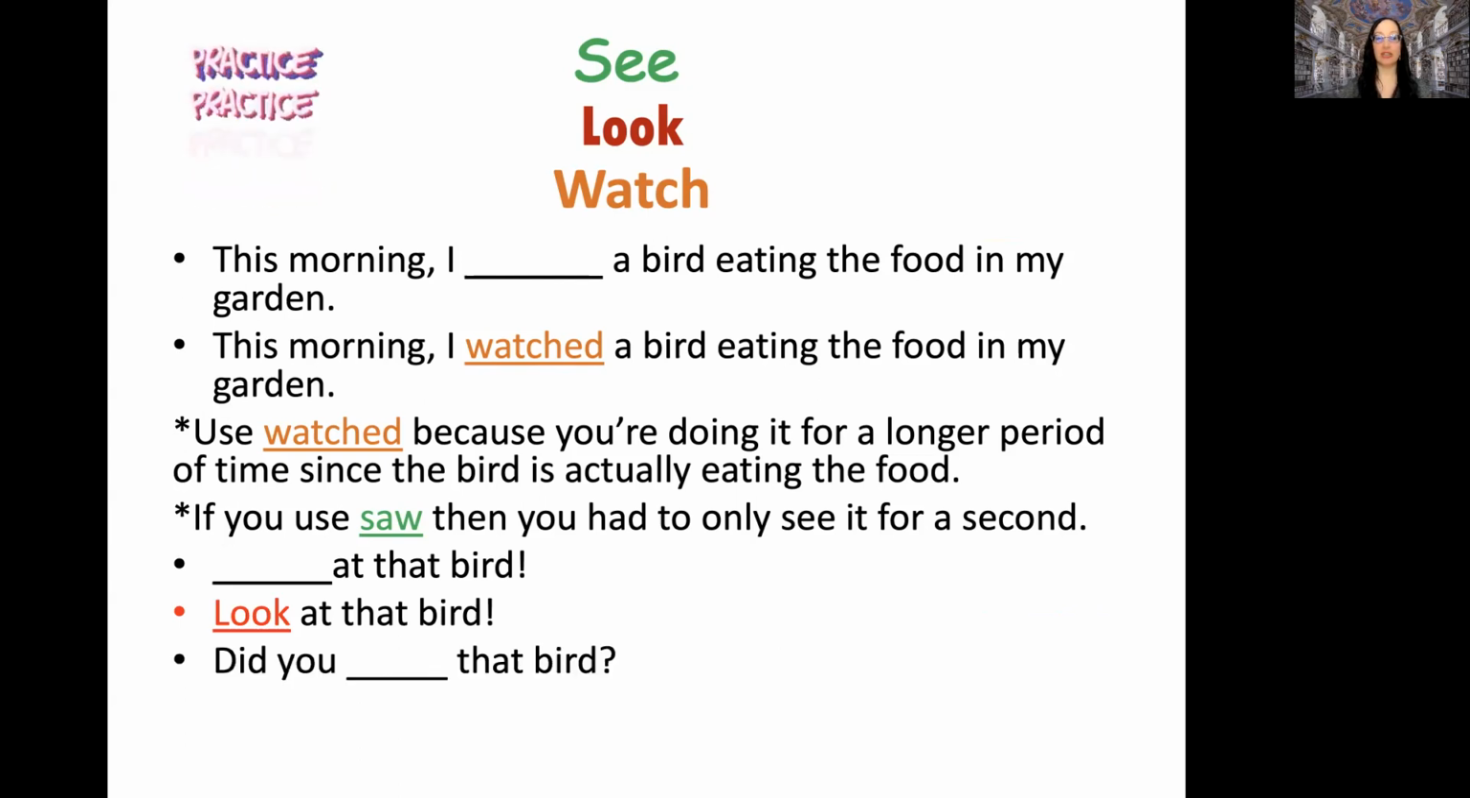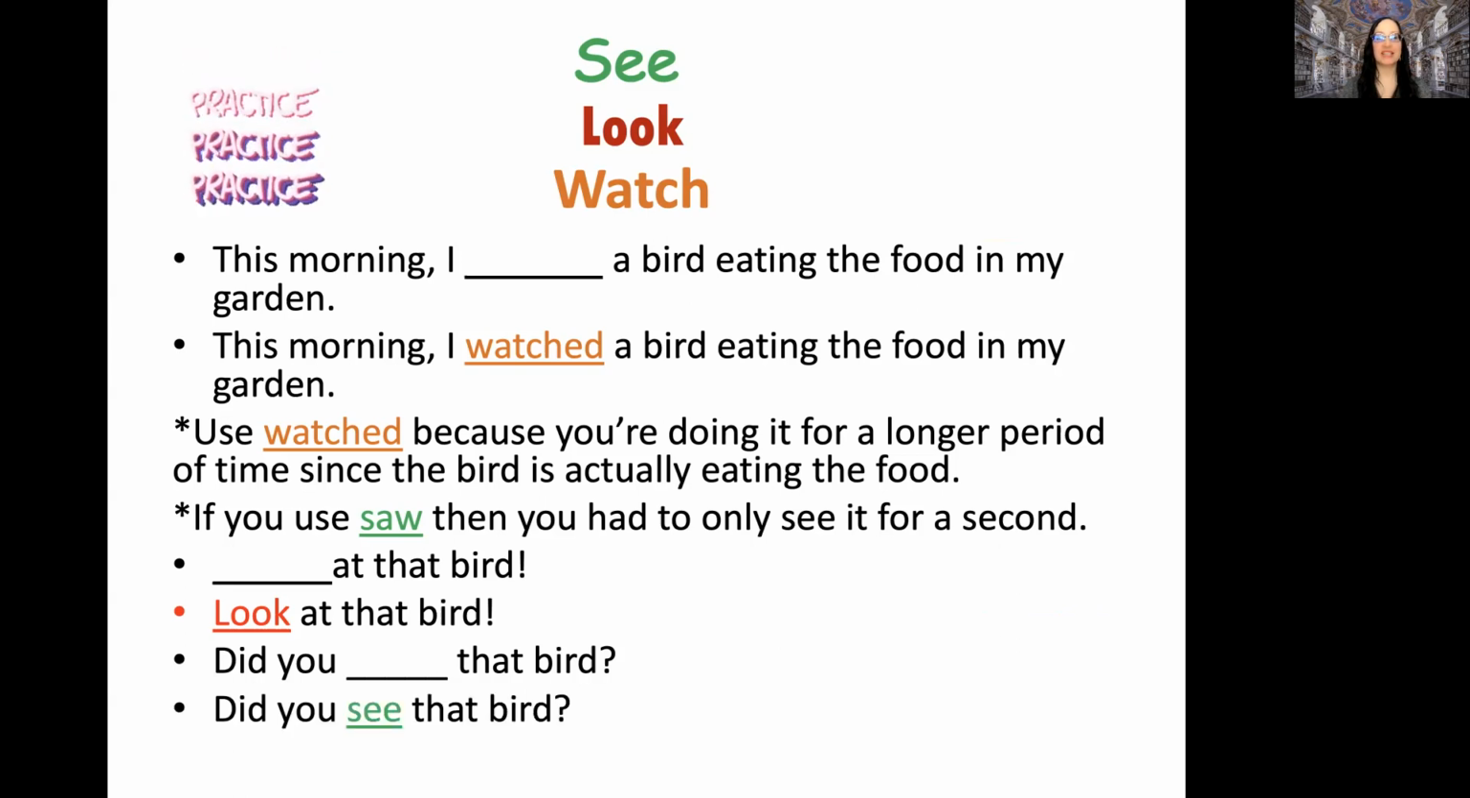Okay, did you see that bird? Did you look that bird? Did you watch that bird? Okay, remember the words here. Let's repeat this. Did you see that bird? Did you look that bird? Did you watch that bird? This is tricky. Did you see that bird?